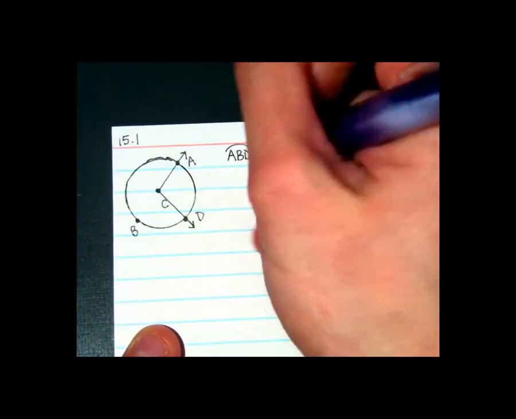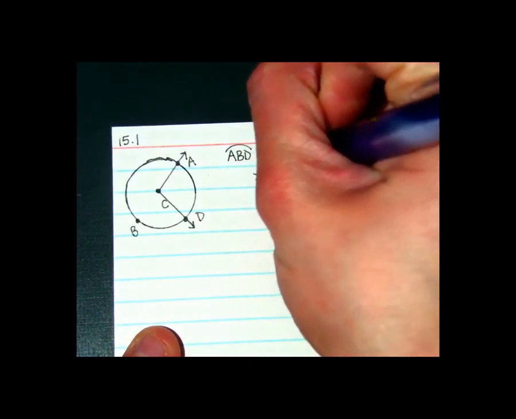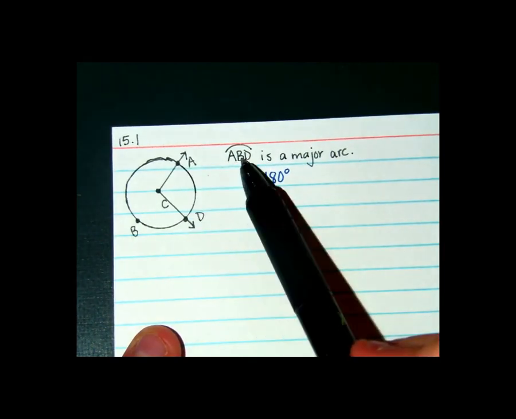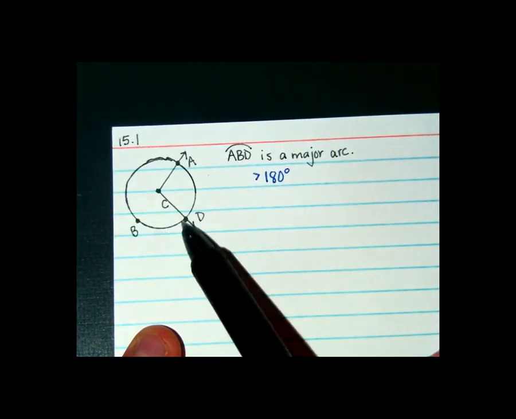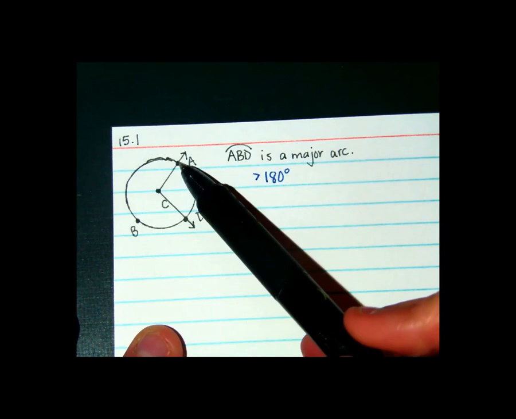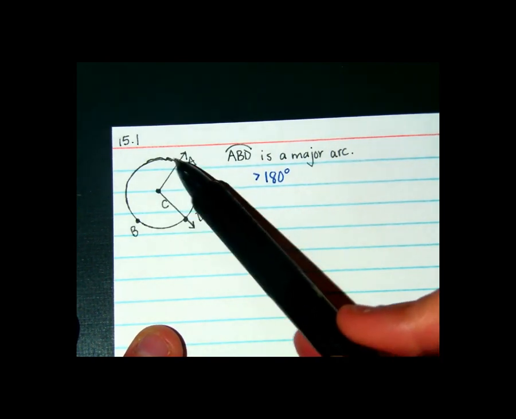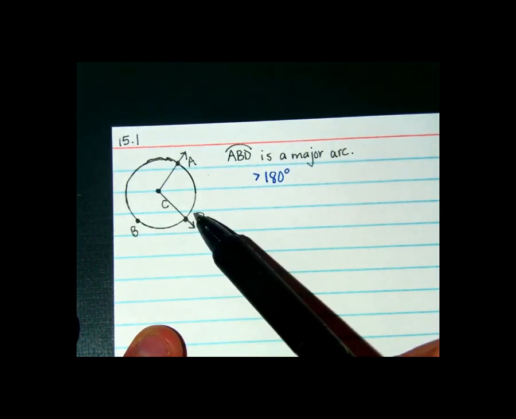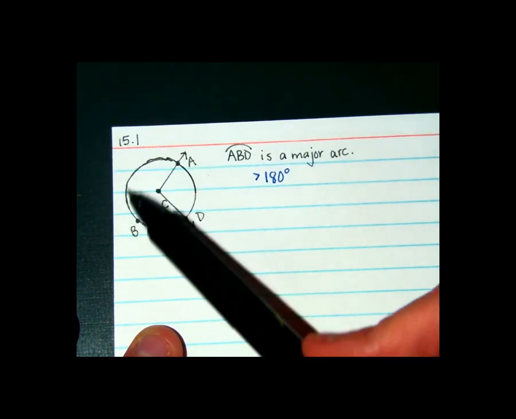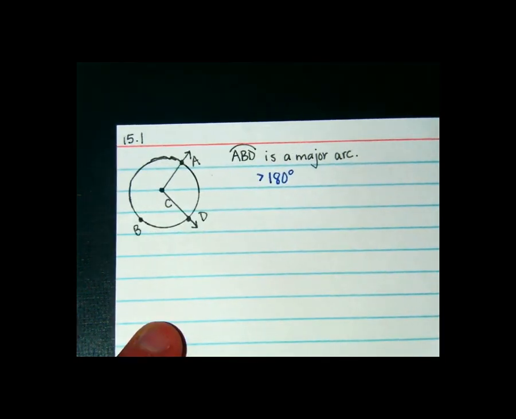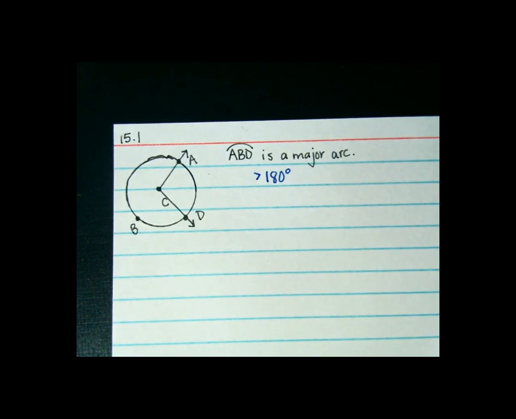All major arcs are greater than 180 degrees. Here is why I have to name it with 3 letters. It goes in the order it says, A, B, D. If you said, oh, AD is a major arc, that's not true, because I would be like, okay, AD, that's a minor arc. You have to use more than 2 letters to name a major arc. It literally goes in the direction that the letters are. So there's a major arc.